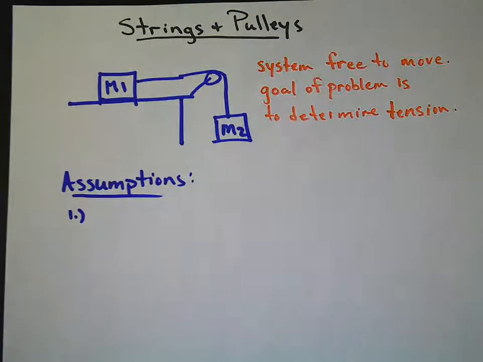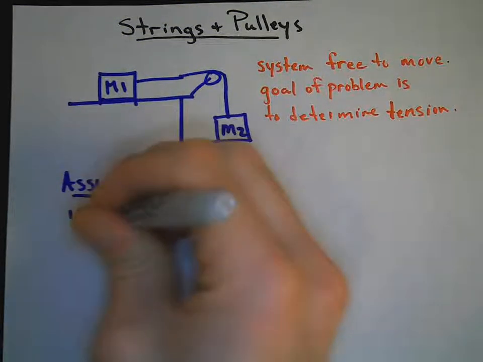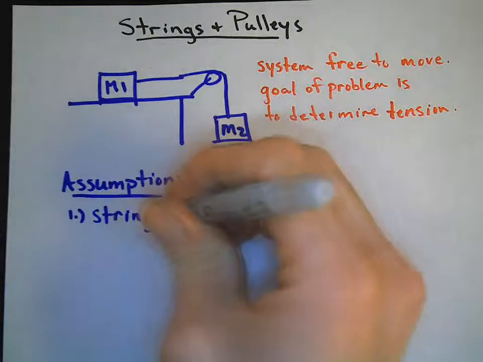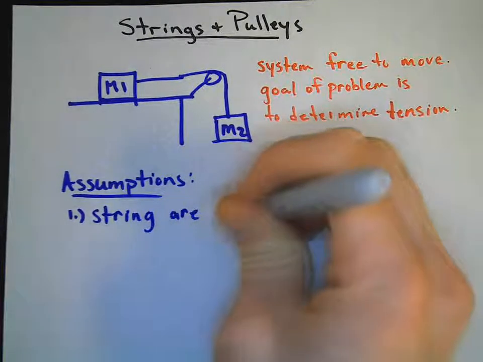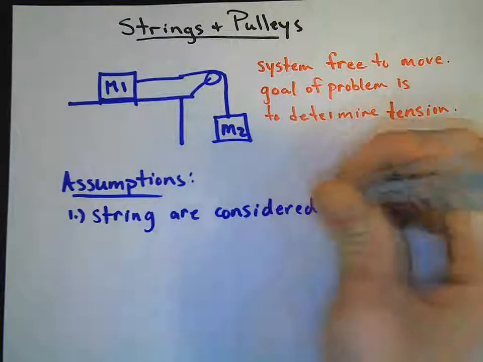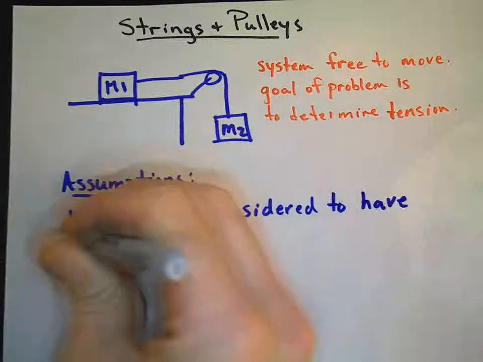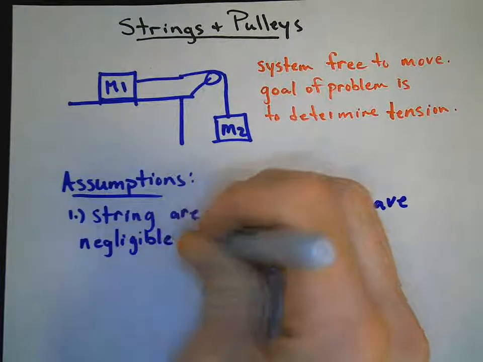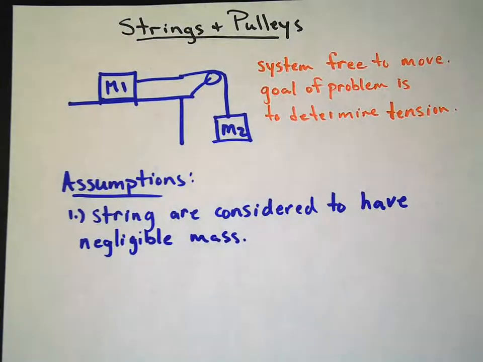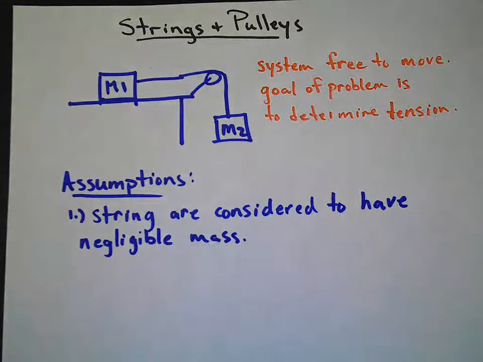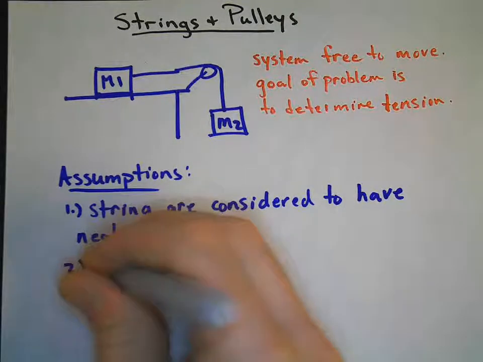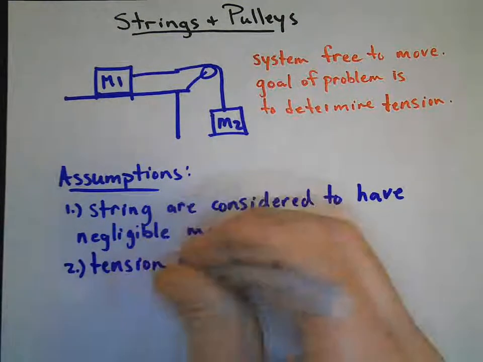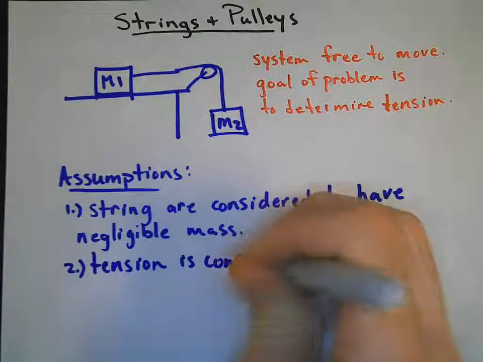The first assumption that we can make is that our strings are considered to have negligible mass. And from that, we assume that there's only pulling forces going on. In other words, the strings only contain tension force. Our second that we can assume is tension is constant throughout the string.